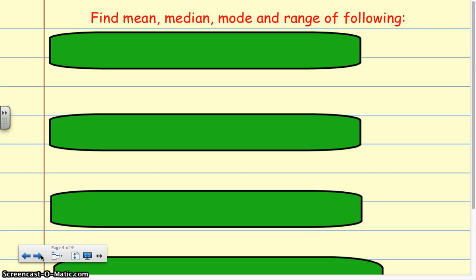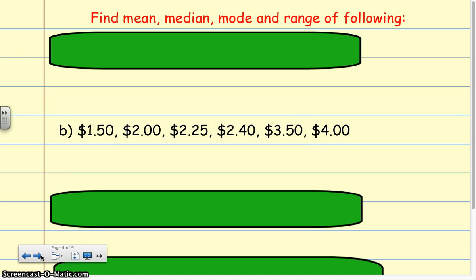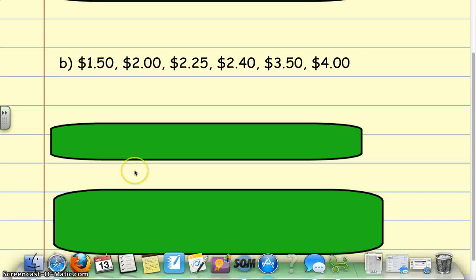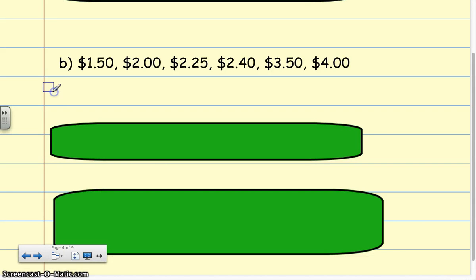Okay, we're going to do another example. We're going to choose this one. Let's find the mean, median, mode, and range of this money. All right, the mean here is going to be the sum of all my money. That means I'm going 150 plus 2 plus 225 plus 240 plus 350 plus 4. When we add all that up, we get 1565.